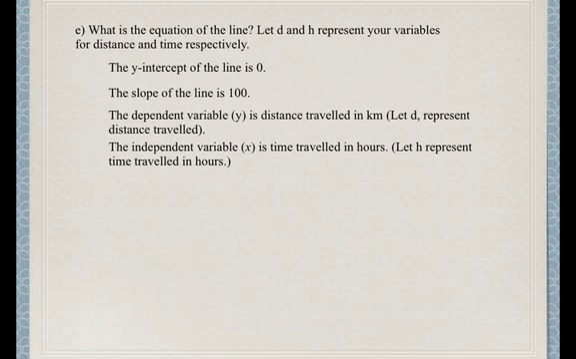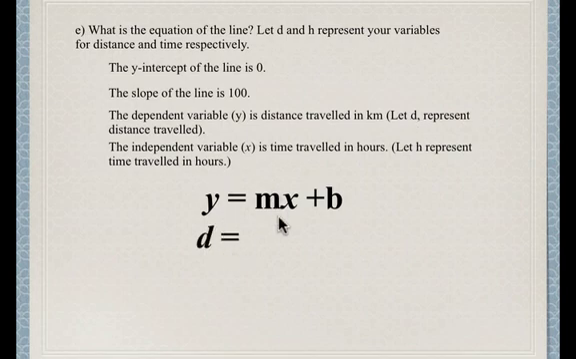So what we're going to do now is sub in for y equals mx plus b. Remember that y is the dependent variable, so we're going to put in d for the y variable. And m was our slope, and that was 100, so we sub in 100. X is our independent variable, and here this is time in hours, and we're going to use the variable h, so we put in h. And the b is the y-intercept, which is 0, so we sub in 0 for the b. We can just leave out the 0 because we're not adding anything, so we can just ignore it.